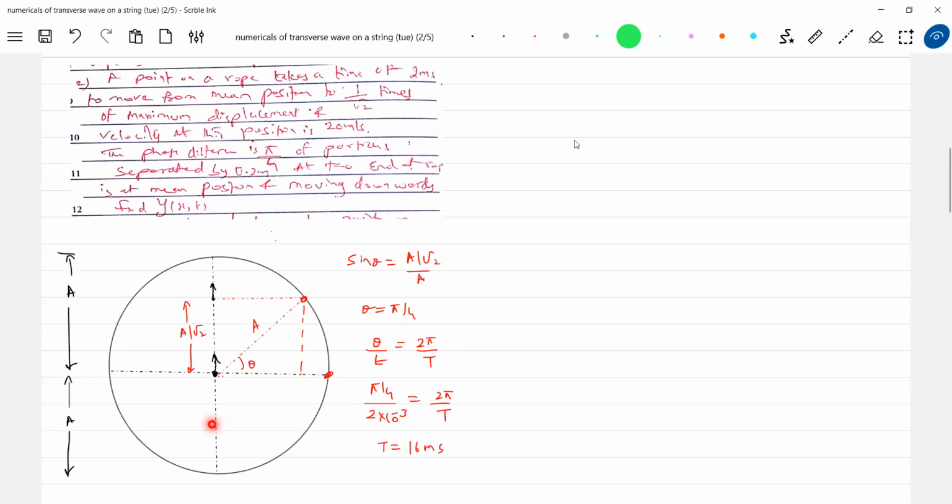Okay, there's one oscillation. Okay, now we know time period. So with this, what we can calculate, omega equal to 2 pi by T. So 2 pi by 16, or this will be pi by 8 omega. Okay, now what is the other information we have? And the velocity at this position is 20 meter per second. He has given the particle speed Vp equal to 20 meter per second.